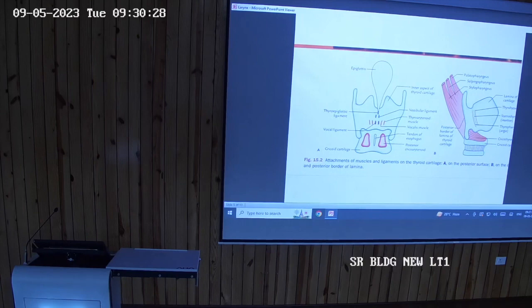The posterior border of the thyroid cartilage, that is this one, projects upwards and downwards, and these are called superior cornu and inferior cornu of the thyroid cartilage. Now, the posterior surface of thyroid cartilage is giving attachment to a number of structures.